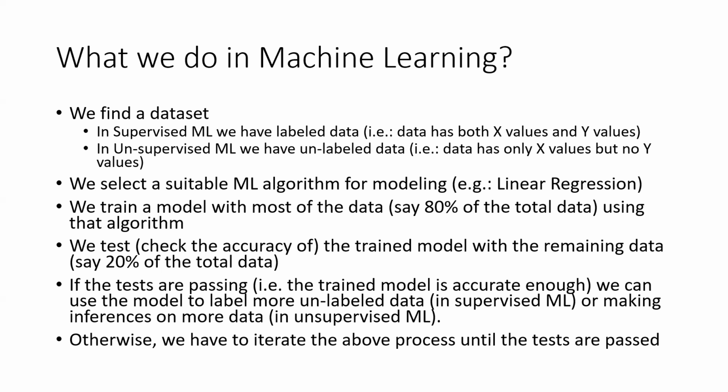Supervised means always remember that we should have labeled data or y values in the training data sets. In unsupervised machine learning, in the data set, you don't have any y values or the dependent variables. So that is the first thing. Looking at the data set, you can identify what you are going to do. And then we select a suitable machine learning algorithm.